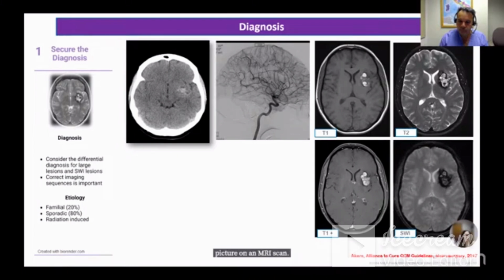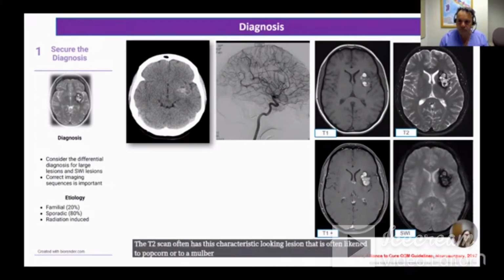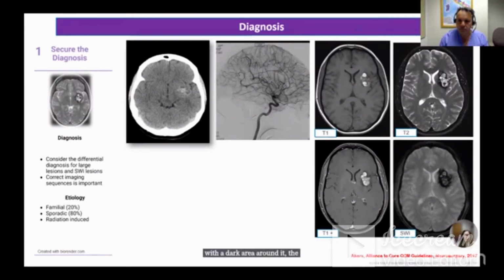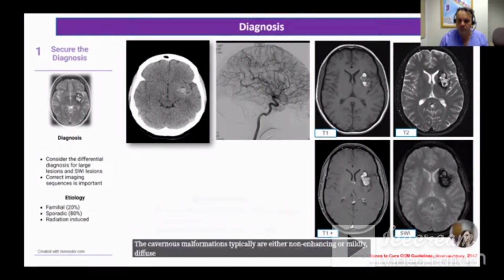The T2 scan often has this characteristic looking lesion that is often likened to popcorn or to a mulberry, where there's a reticulated center with a dark area around it, the hemosiderin. And these are always dark on SWI or GRE sequences. The T1 generally shows us if there's any subacute hemorrhage, and T1 with contrast is really to help us rule out other causes for such a lesion. The cavernous malformations typically are either non-enhancing or mildly diffusely enhancing.